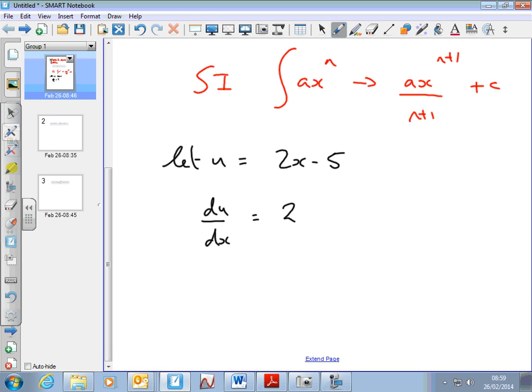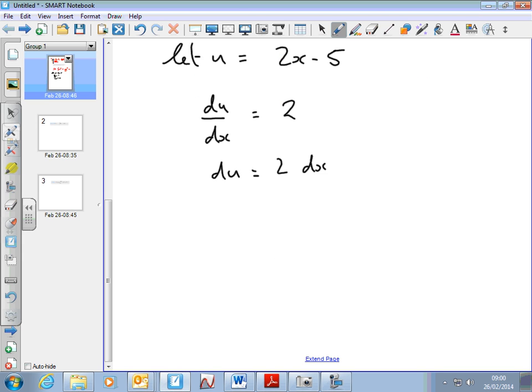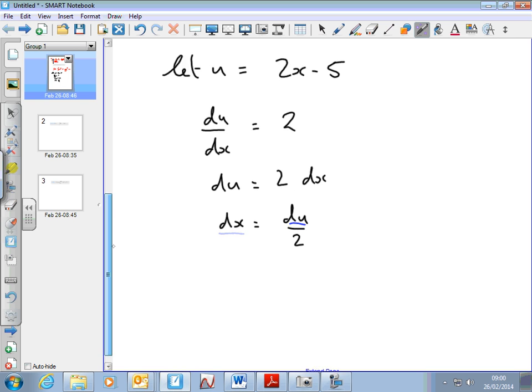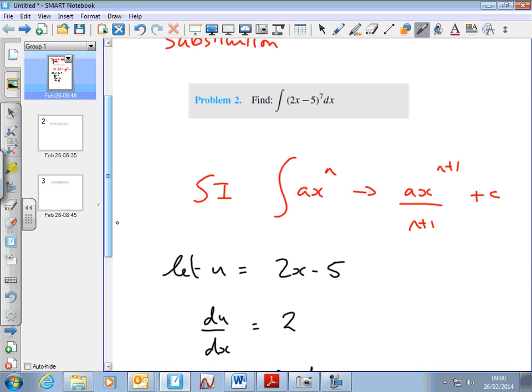And then we think of this left-hand side, the du by dx, as a sort of little algebraic thing, du divided by dx. And so we multiply both sides by dx, so du equals 2 dx, and then we divide both sides by 2 to get dx equals du over 2. The reason we do this is we've now got dx in terms of du. So in the original integral we can replace dx with du over 2, and then we can change 2x minus 5 to u, and we can do it because now we're integrating with respect to u.